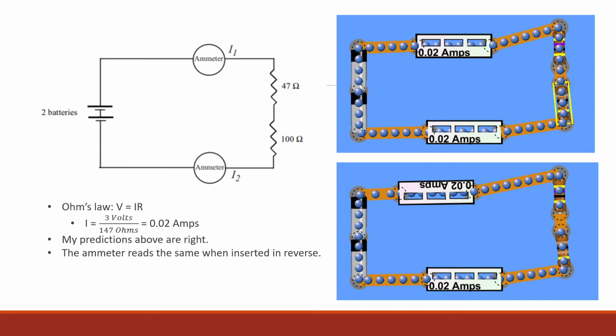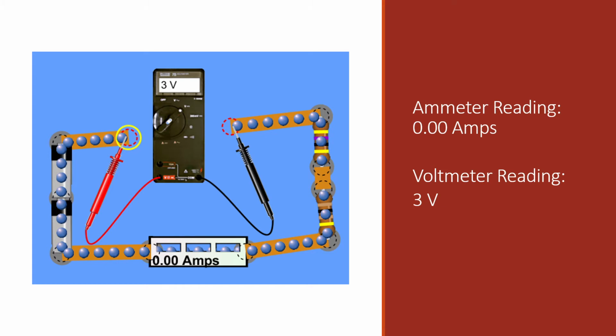After simulating this circuit in the Circuit Construction Kit, my prediction is proved to be right. When I reverse the connections to one of the ammeters, it reads the same. Next, I replace one of the ammeters with a voltmeter. The voltmeter reads 3 volts, while the ammeter reads 0 amperes. The two meters read this way because in this open circuit, current is not flowing through the loop. Therefore, the voltmeter measures the voltage difference between the positive and negative ends of the battery.